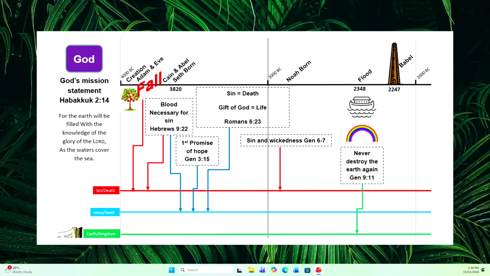You'd think that now with this fresh start, Noah and his family, his 3 sons and their wives, you'd think that we're going to get it right this time. Because we know that God takes sin seriously. He's got a plan and purpose with the earth, and that's about his knowledge and his glory. If that's not happening, God takes that very seriously. So, what happens after the flood?